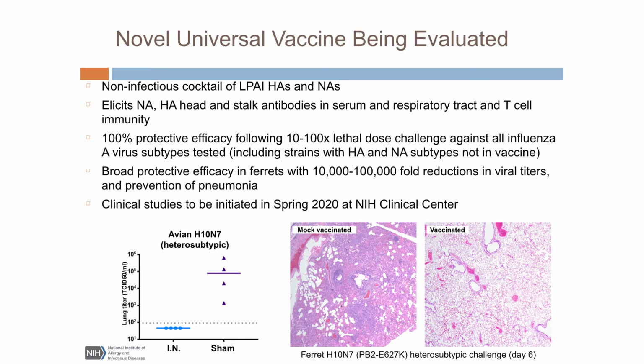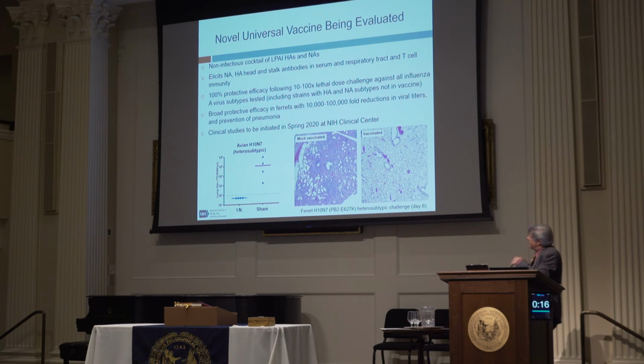In the last few seconds, Peter will be talking a lot about universal flu, but I just mentioned some candidates they're working on. In my lab, we have a vaccine candidate that elicits a broad kind of immune response against hemagglutinin, neuraminidase, T-cell responses, and is 100% protective against every strain of flu that we have evaluated in mice and in ferrets.